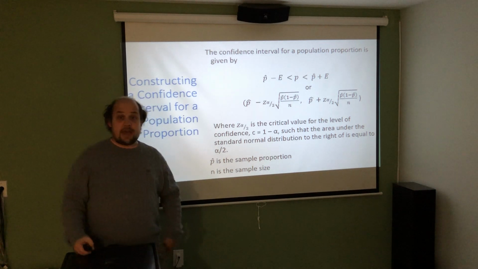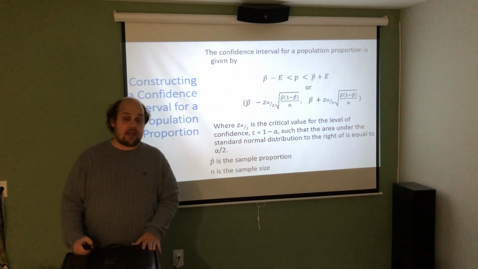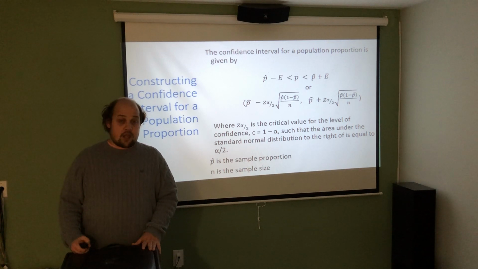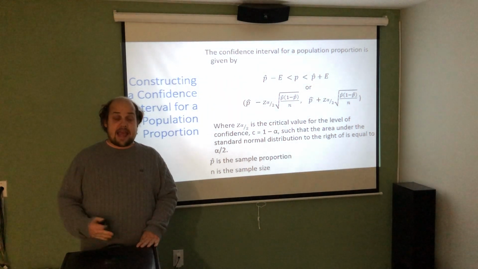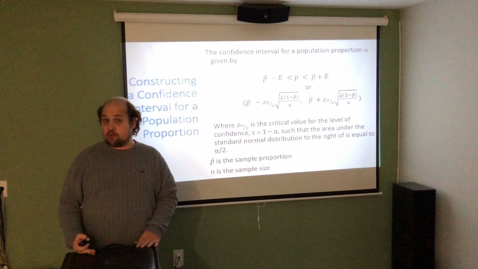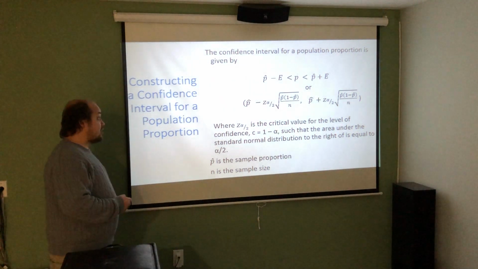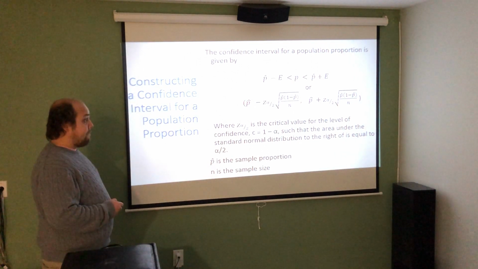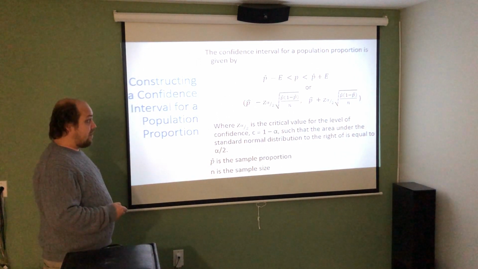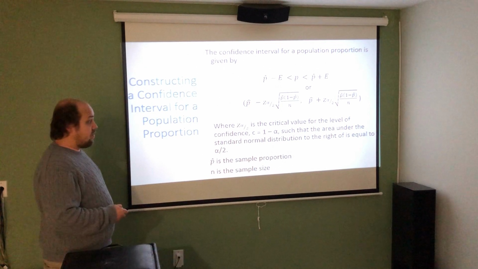Same way that we use that margin of error when we were calculating confidence intervals for means, we're going to use that margin of error to add and subtract from the sample proportion to create my confidence interval for proportions. So essentially, the p-hat that we calculate minus margin of error is the lower bound, p-hat plus margin of error is the upper bound.